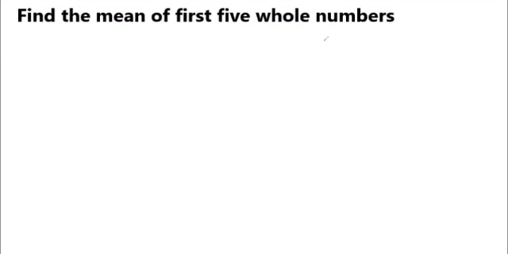Let's do a few sums about arithmetic mean and range. Find the mean of the first 5 whole numbers. So what are the whole numbers? We know when we add 0 to the natural numbers, we get whole numbers. So which is the smallest whole number? Smallest whole number is 0. So we have to take first 5 whole numbers. So we'll start from 0, 1, 2, 3 and 4. Let's see. 1, 2, 3, 4, 5. So we have got the 5 whole numbers.